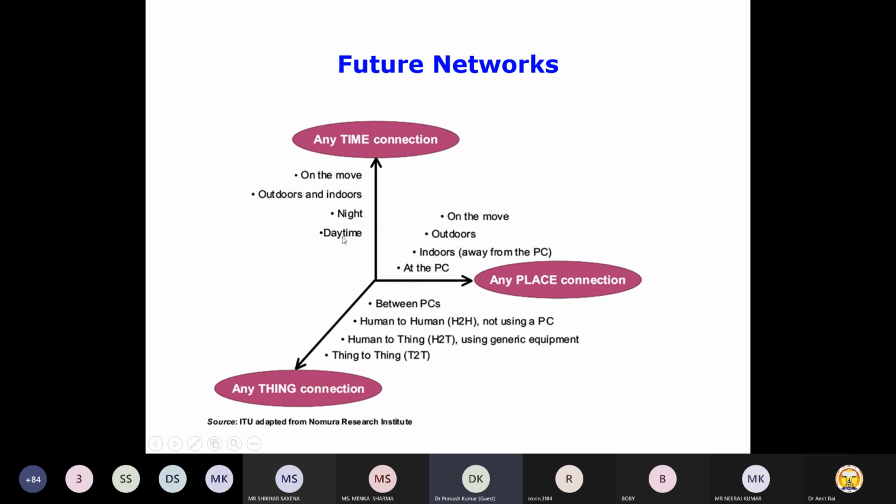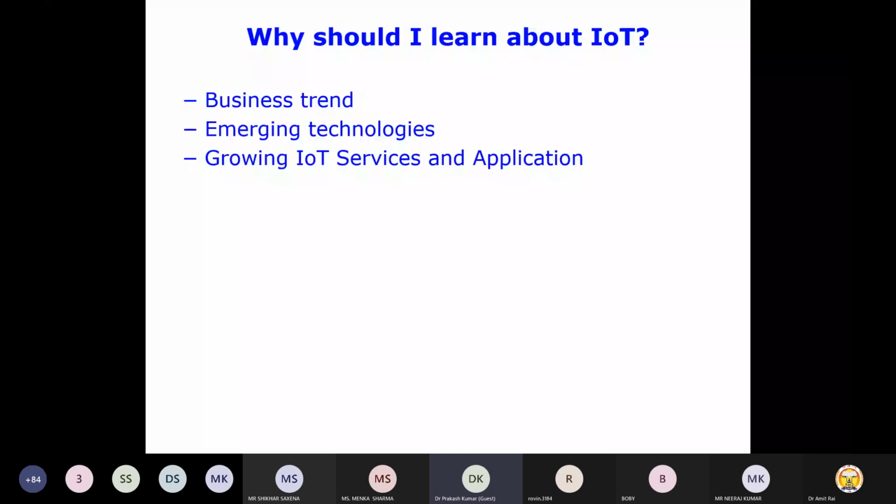So IoT will be the future network. Anytime, any place, anything will be connected. And this is the definition of Internet of Things. Everything will be smart. Your watch, your pen, your thermometer. Because you are on the move, if somebody has a temperature, immediately that thermometer picks up the temperature and transfers it to the doctor, who gives advice, and you get the prescription to go for such and such medicine. Then on the fly, you identify a medical shop, and from that shop you get the delivery while you are on the move. Something like this, the world is going to be.